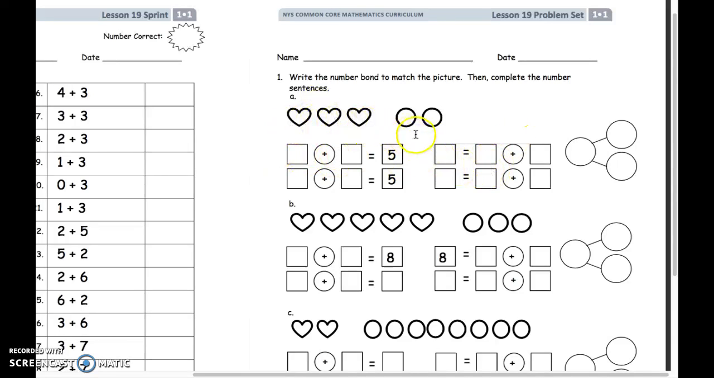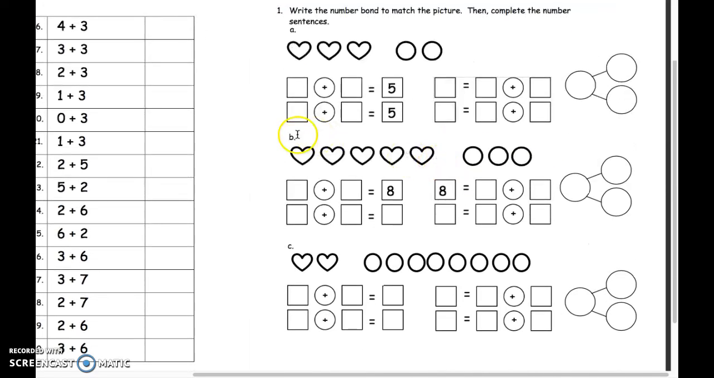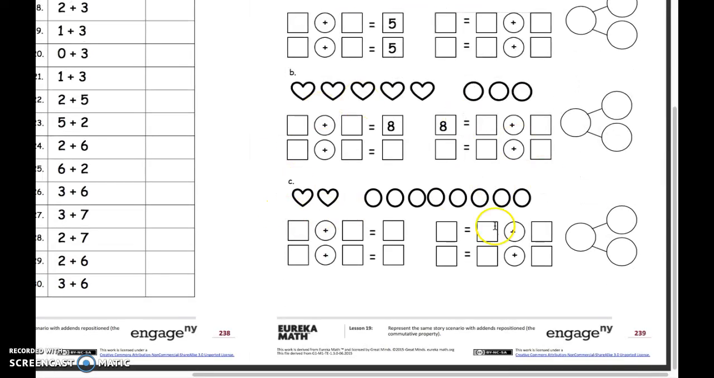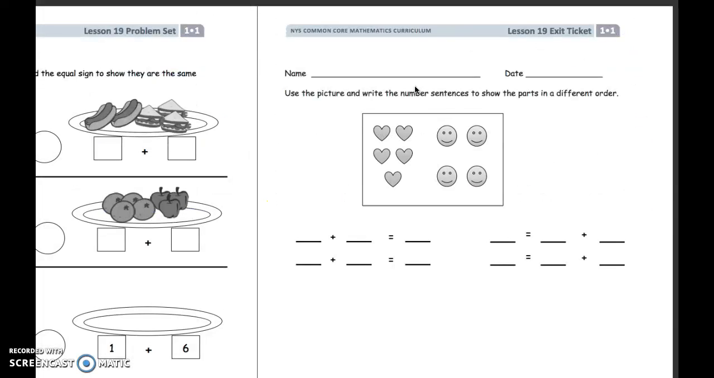Your first part is 3, your second part is 2. Notice right here they're backwards, so make sure you fill it in correctly. We're going to do that for B and C as well, using the different pictures.